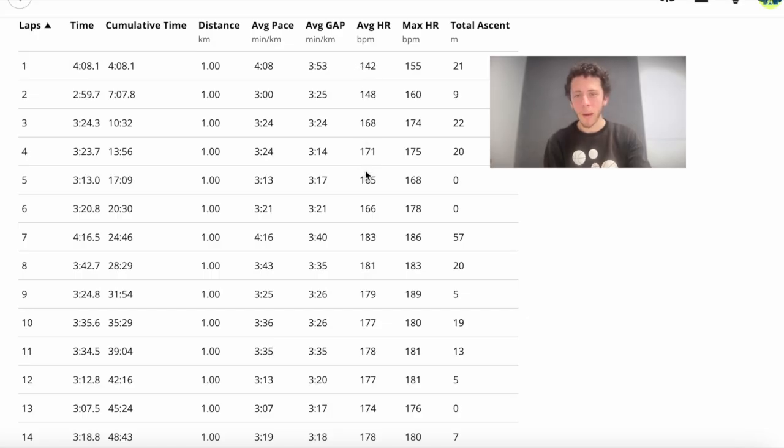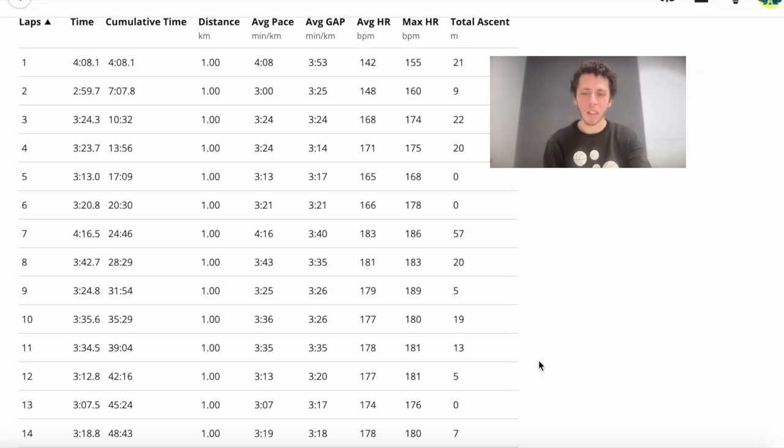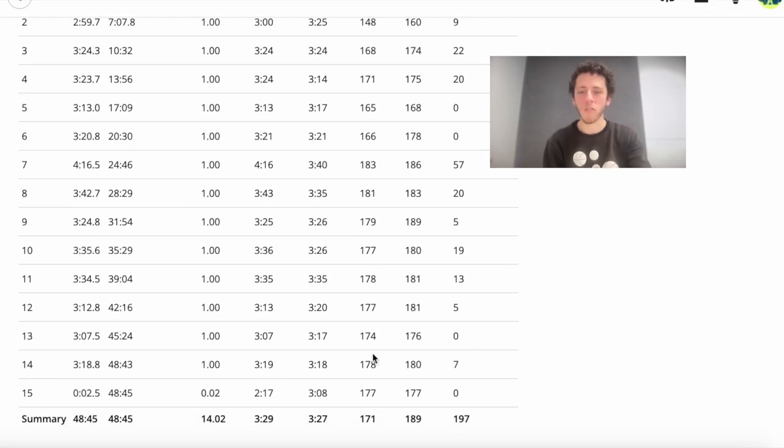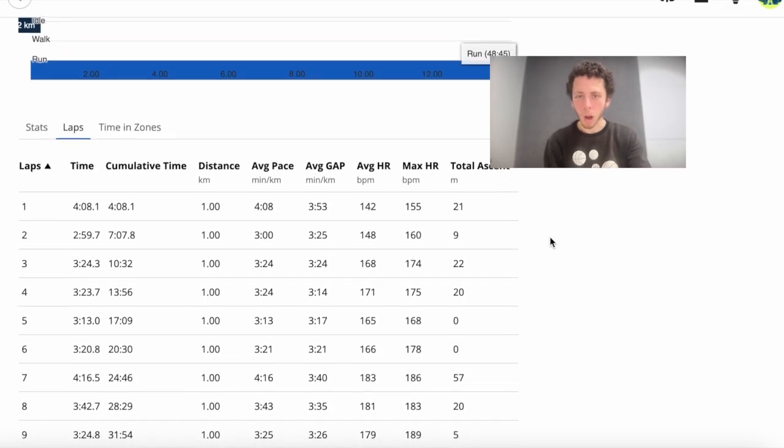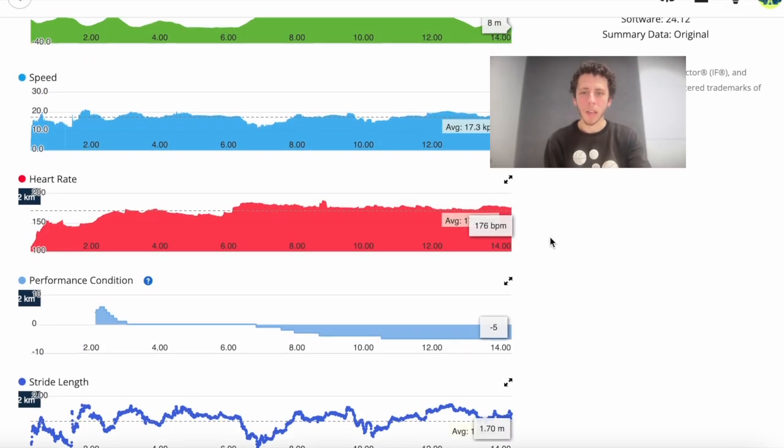And then about when it gets to Heartbreak Hill, or the very big hill at 7 kilometers, you can see that it hits the 183s, 181s, and the max heart rate goes up to 189, 183, 186. So extraordinarily fast, and it stayed about the same for the entire run, where it was high 170s for the rest of the run.